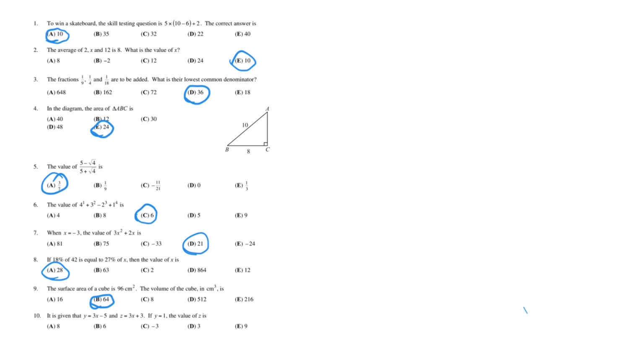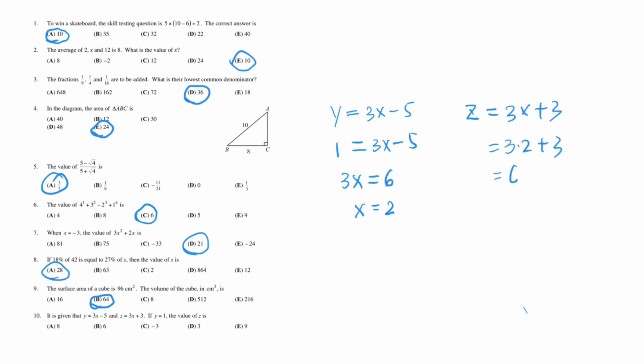Number 10. It is given that y equals 3x minus 5 and z equals 3x plus 3. If y equals 1, the value of z is? Plug in y equals 1 to y equals 3x minus 5. So 3x equals 6, and x is 2. Now z equals 3x plus 3. With x equal to 2, that's 3 times 2 plus 3, that's 6 plus 3, that's 9. So the answer to number 10 is 9.